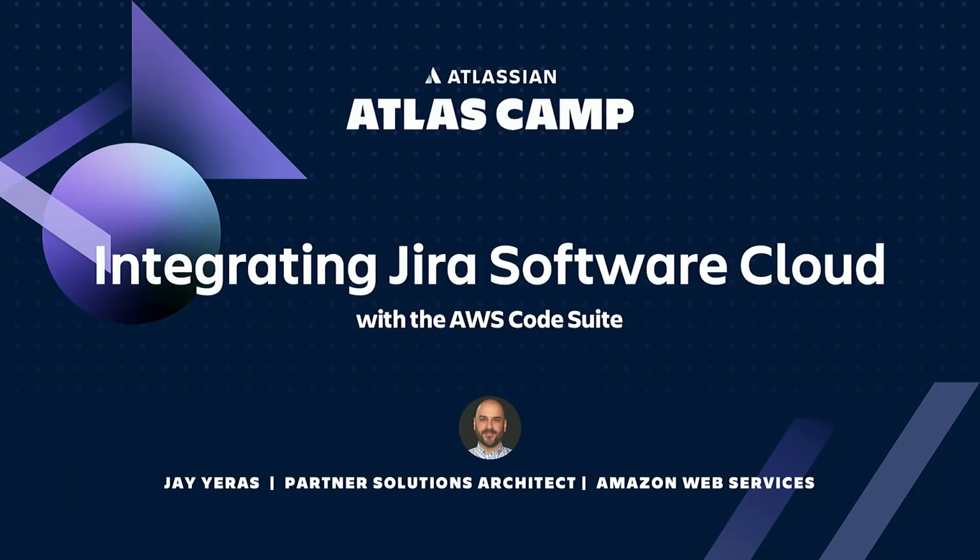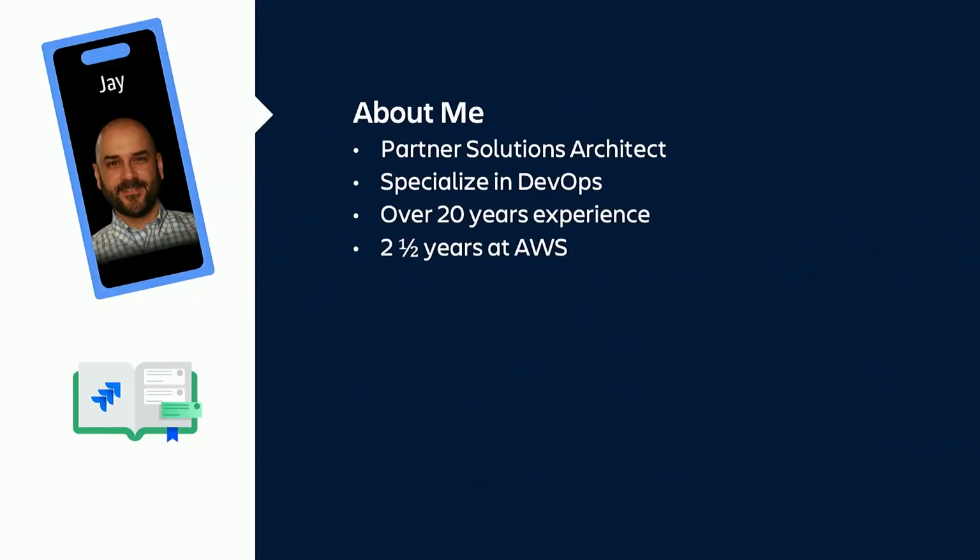So before we begin, I'd like to take a moment and just say thank you for choosing to come to this session. This is integrating Jira Software Cloud with the AWS Code Suite. And as Mel pointed out, my name is Jay Yeras, and I'm a Partner Solutions Architect for Amazon Web Services.